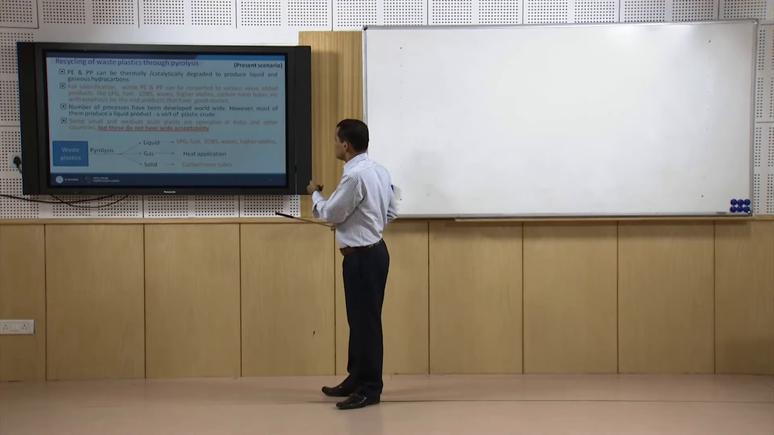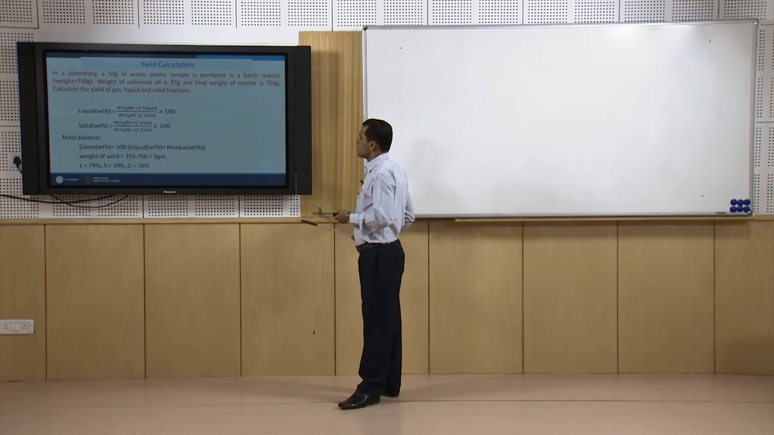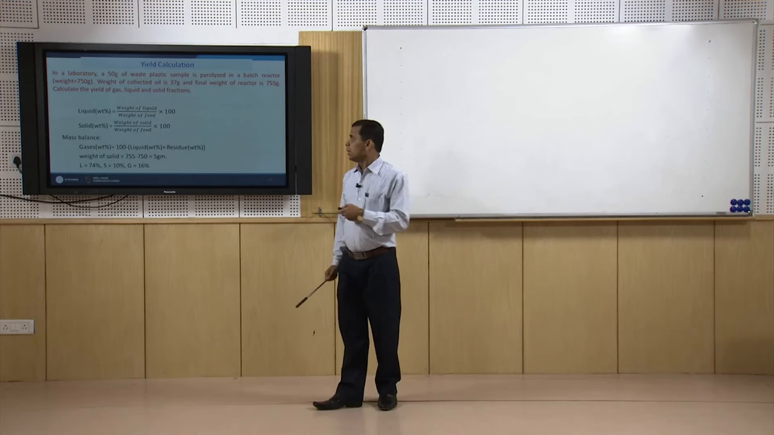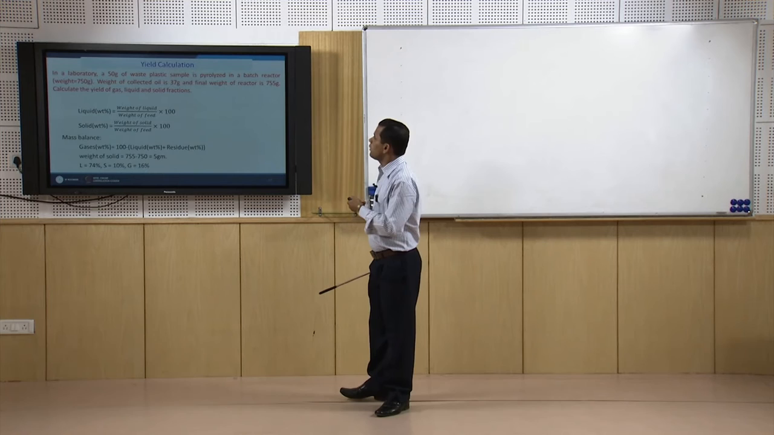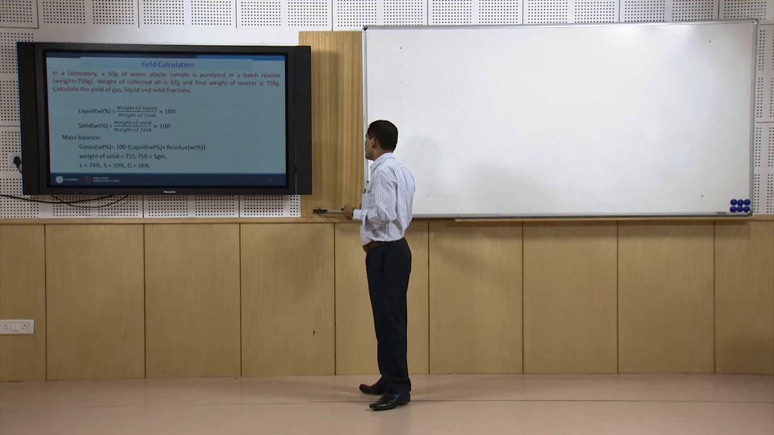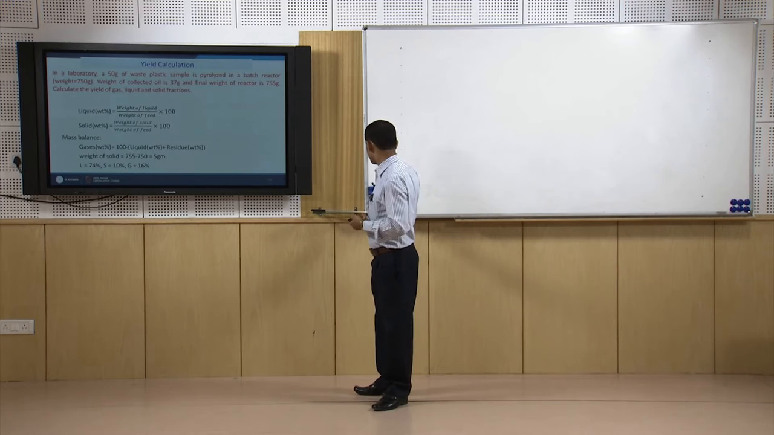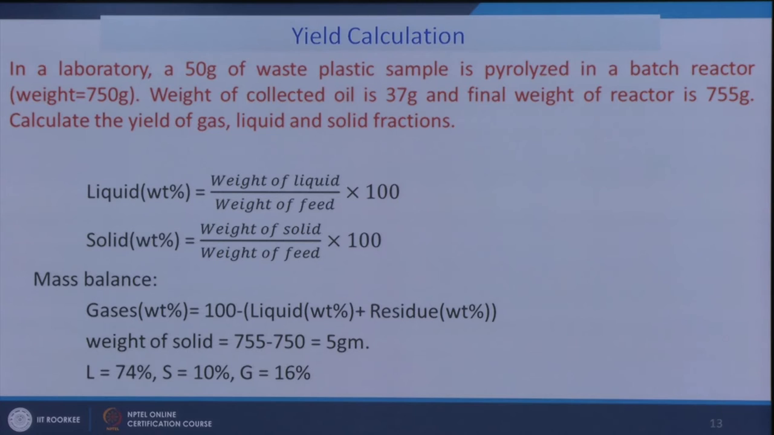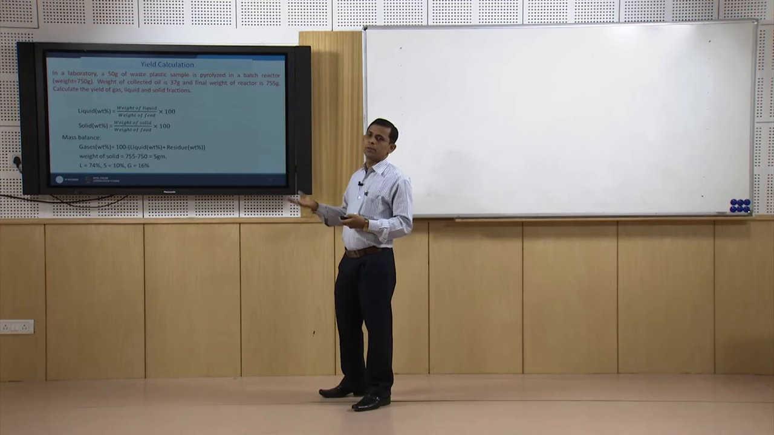Now we will see one estimation of how to find out the yield. The statement is: in a laboratory, a 50 gram waste plastic sample is pyrolyzed in a batch reactor whose weight is 750 gram. The weight of collected oil is 37 gram and the final weight of the reactor is 755 gram. Calculate the yield of gas, liquid and solid fractions. Percentage of liquid is the weight of the liquid divided by the weight of the feed into 100, and percentage of solid is the weight of the solid divided by the weight of the feed into 100, and the rest will be the gas percentage, that is 100 minus liquid percentage minus solid percentage.